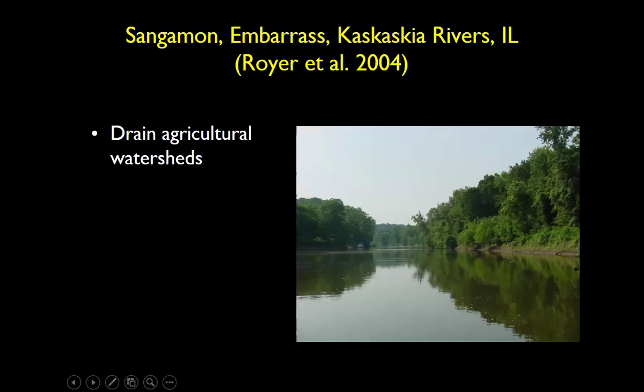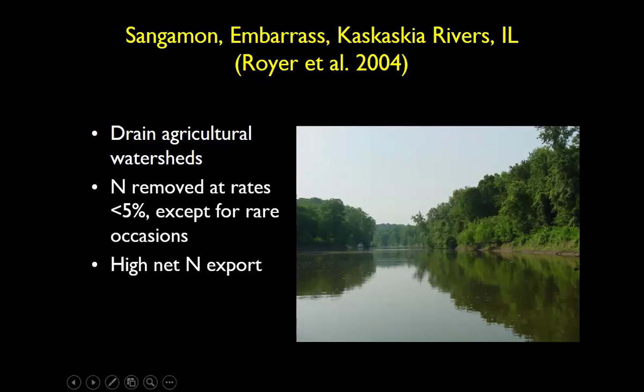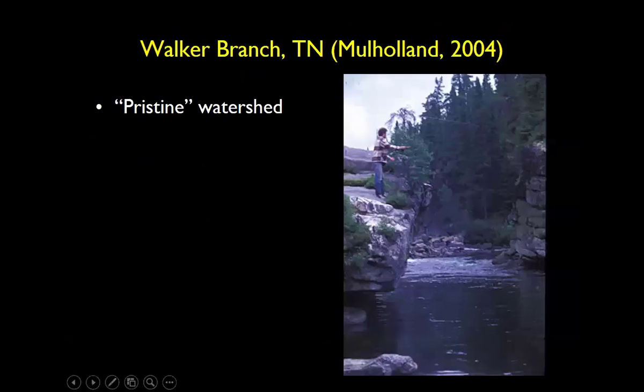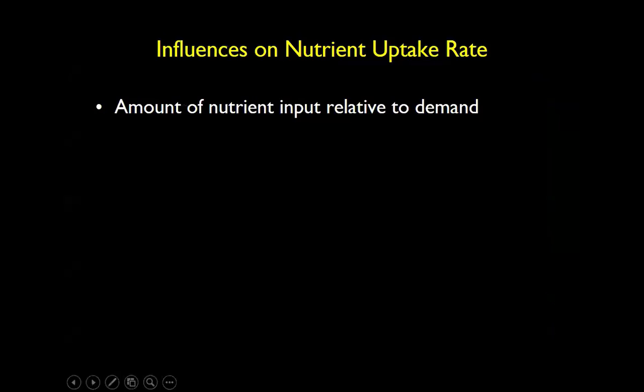But this is a study where they looked at agricultural watersheds in the Midwest in Illinois. And what they found was that very little nitrogen was removed. So because of that, there was a lot of nitrogen exported. And so, looking at this river, right, deeper, a lot of volume, probably not so much productivity going on here. You contrast that to a headwater stream. This is one, West Walker Branch in Tennessee. And there was almost no nitrogen export. It was all getting taken up.